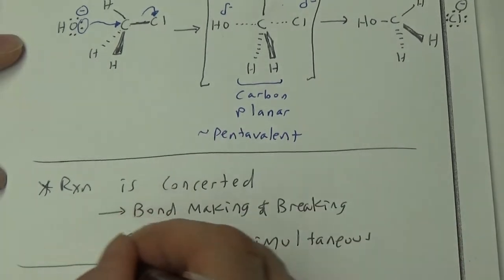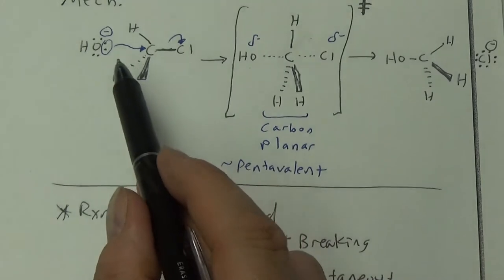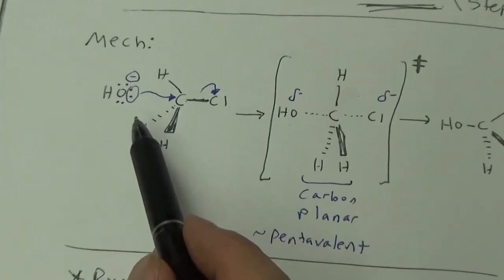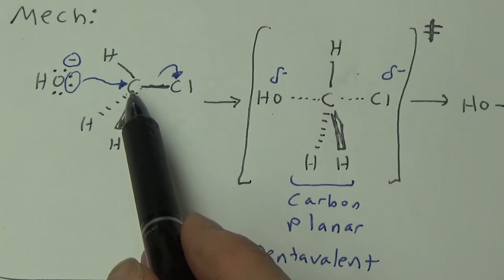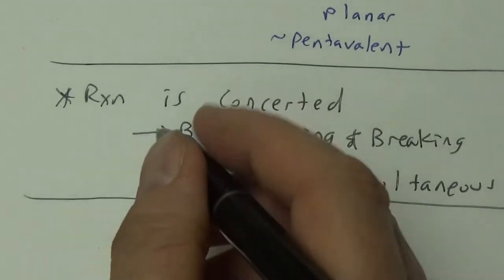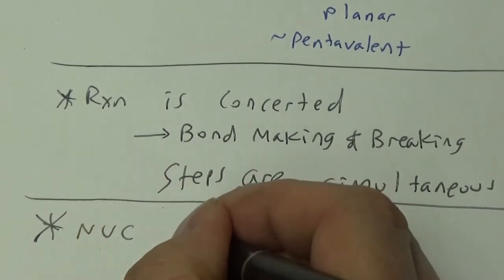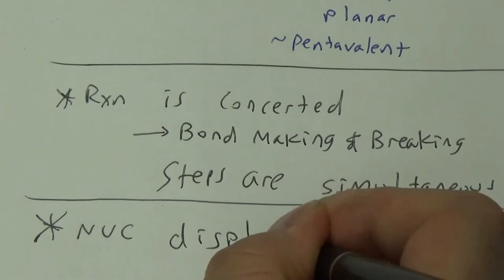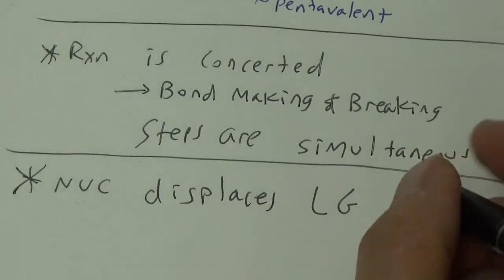The other interesting thing about this, if you look at how the nucleophile attacks the carbon, it sort of attacks from the backside relative to the chloride. And we say the nucleophile displaces the leaving group, the thing that's leaving, from the backside.